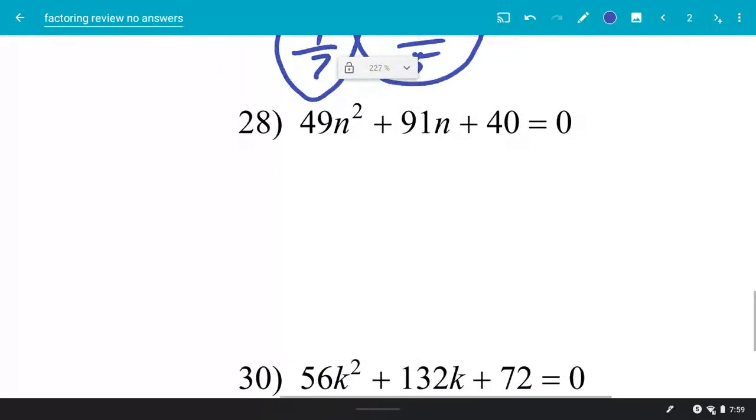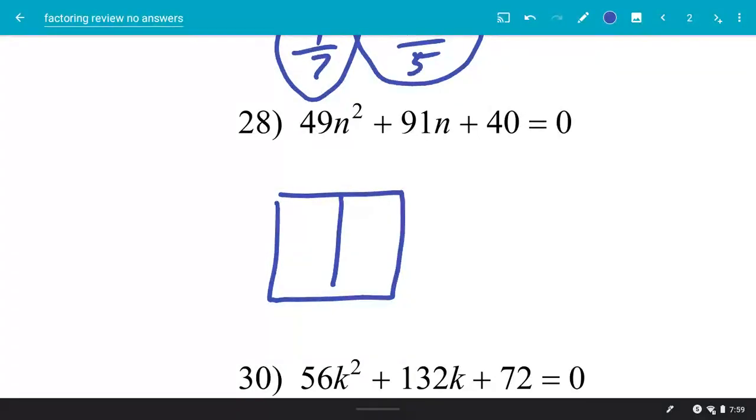28. Is there a GCF? 7 doesn't go into 40. 49's got 1, 7, and 49, I think are the only factors, so nope. Right to the box method. Holy cow, we're going to end up with a big number here. 49n squared. 40. Wow. Sure there's no GCF in there? I don't think so. All right, let's keep going. Because we're having fun now.